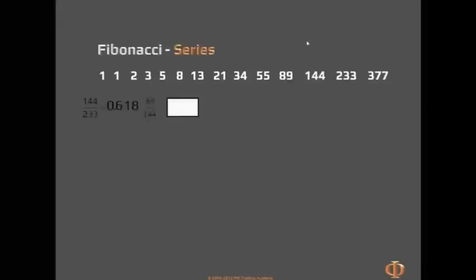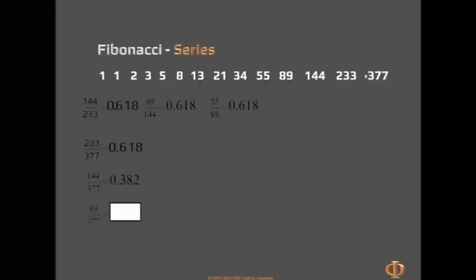Now, if you divide 89 with 144, again you get this number. And if you divide 55 with 89, again you get this number. So, of course, if we divide 233 with 377, again we get this number. Now I'm going to leave one empty in the middle and I'm going to divide 144 with 377. When you do that, you get 0.382. And when you leave 2 in the middle and you do 89 divided by 377, you get 0.236.